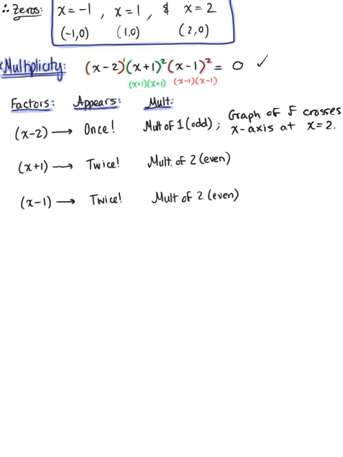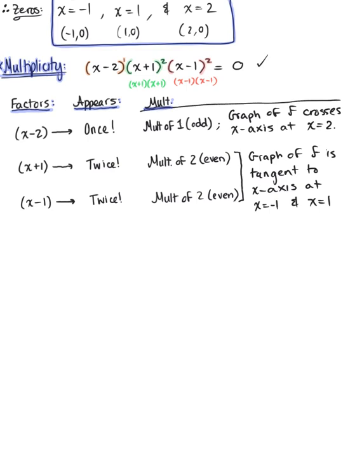Beautiful! Now, with these last 2 factors, they both have an even multiplicity. So I want you to recall that an even multiplicity tells us that the graph of the function is tangent to the x-axis at these zeros. So the graph of f is tangent to the x-axis at both zeros, x equals negative 1, and at x equals positive 1. So we have officially made our multiplicity conclusions for each one of these zeros.